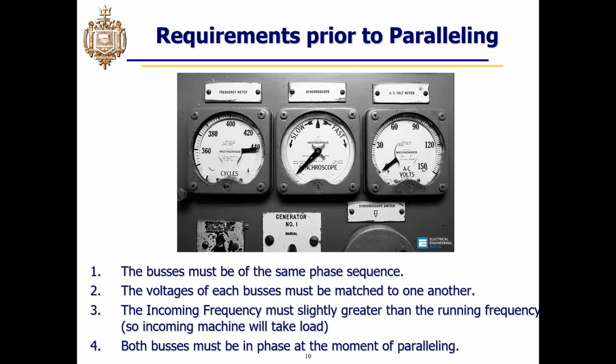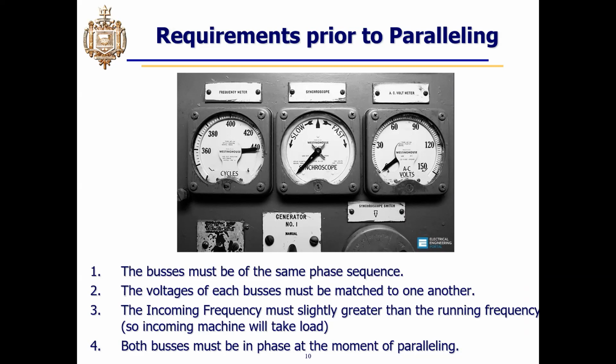And this is important to notice because the incoming machine, in order to ensure that it picks up load at the moment of paralleling, needs to have a slightly higher frequency than the running machine. So with the synchroscope spinning slowly in the fast direction, you would know that the AC sine waves of the two sources will be exactly in phase with one another when that synchroscope needle gets to the 12 o'clock position.